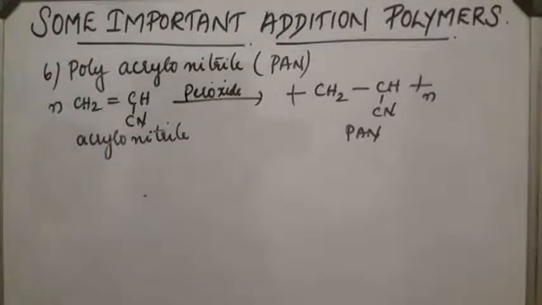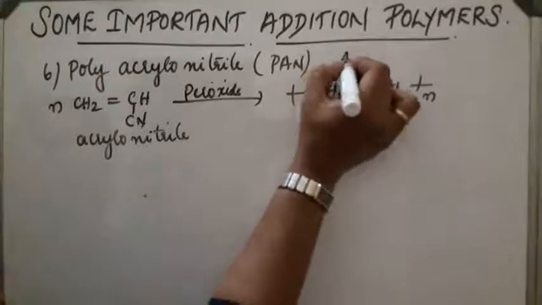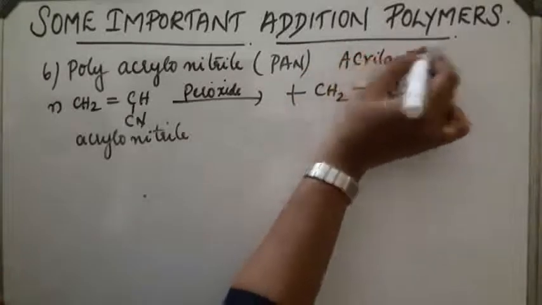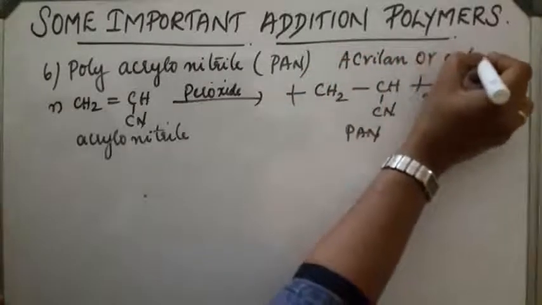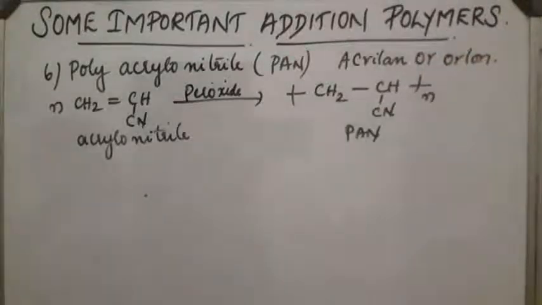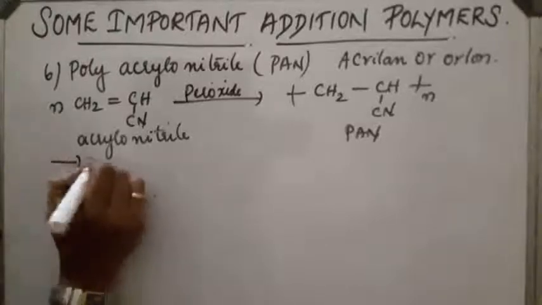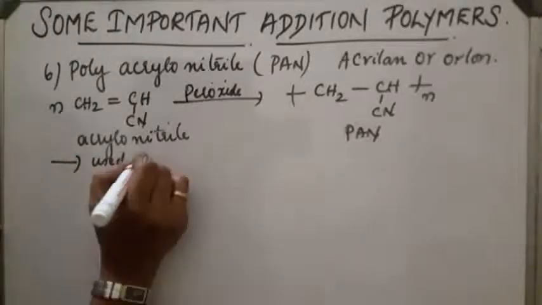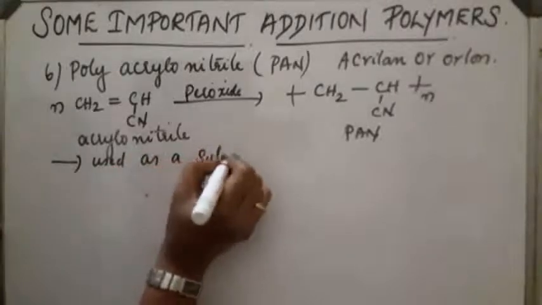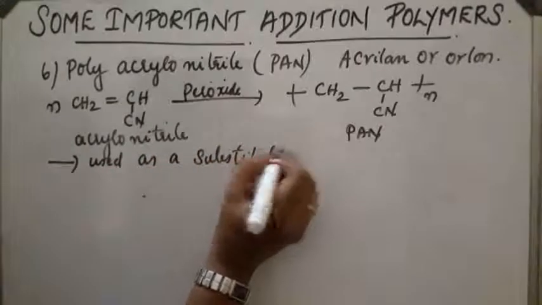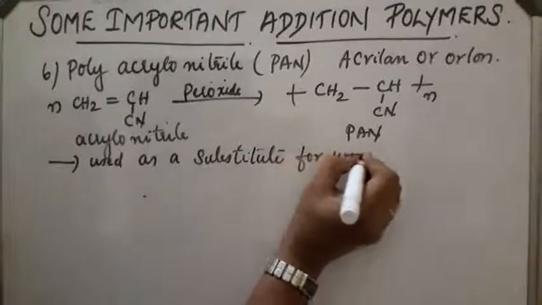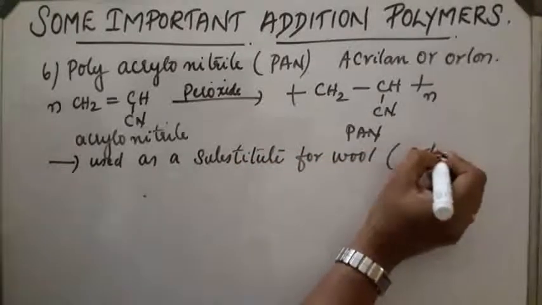This is very hard and has a high melting point. So it is also known as Acrylan or Orlon. Then, its important uses. It is used as a substitute for wool in making commercial fibers. Commercially it is called Orlon.